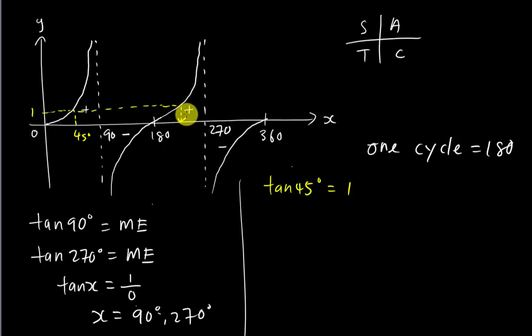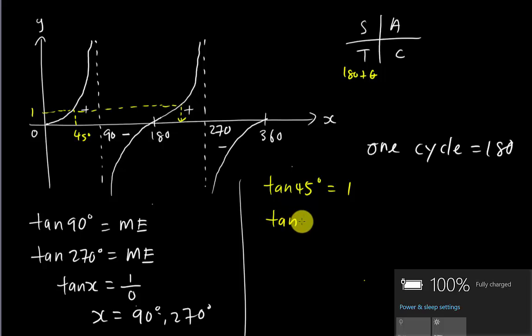So what is this angle? This is third quadrant, right? Third quadrant we know is 180 plus angle. So you just imagine tangent 180 plus 45, which is tangent 225. You'll get 1 also.